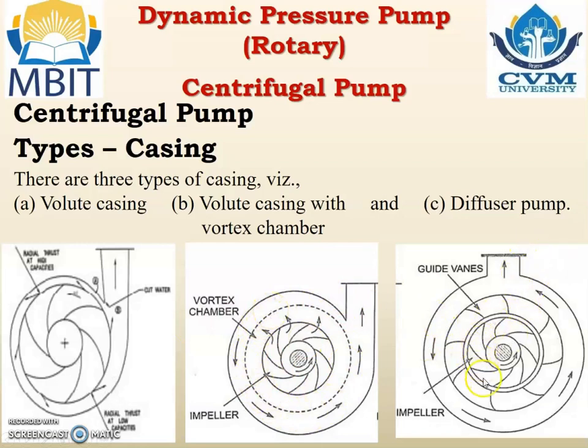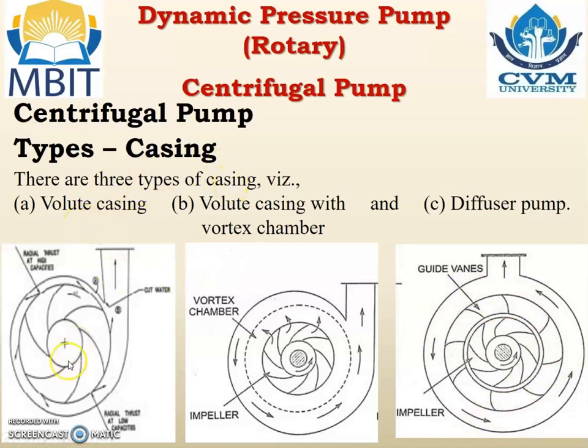In the diffuser pump you can see the guide vanes are located outside the impeller. So this is the impeller. Outside the impeller guide vanes are located, and after the guide vanes the volute casing is there. So these are the three types of pumps based on the casing.